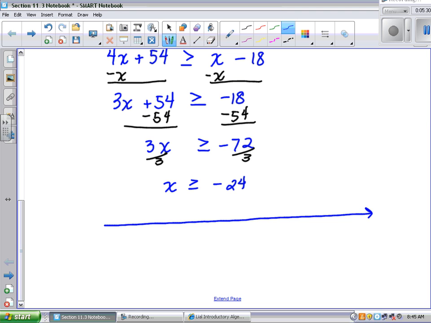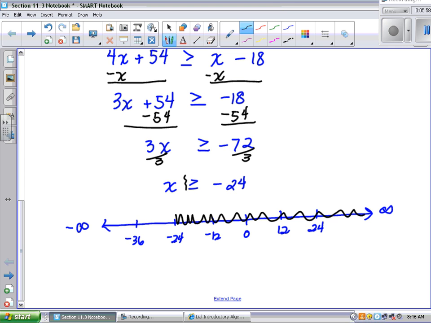When I draw my number line, thinking negative 24 is a pretty big number, I'm going to count off in 12. So 0, 12, 24, negative 12, negative 24, negative 36. I want x to be on the big side of the inequality, so we've got to shade to the right of negative 24.